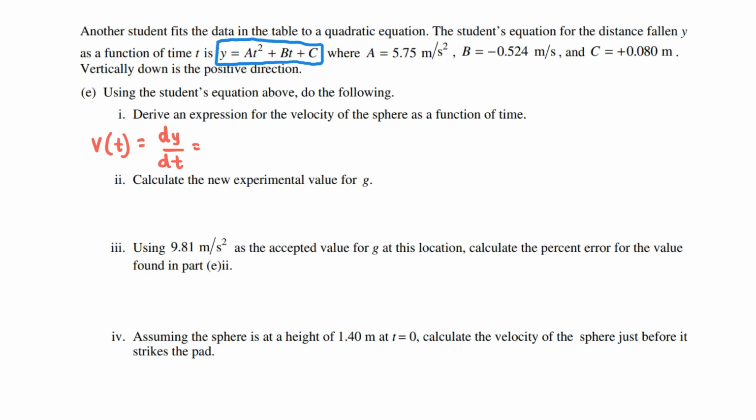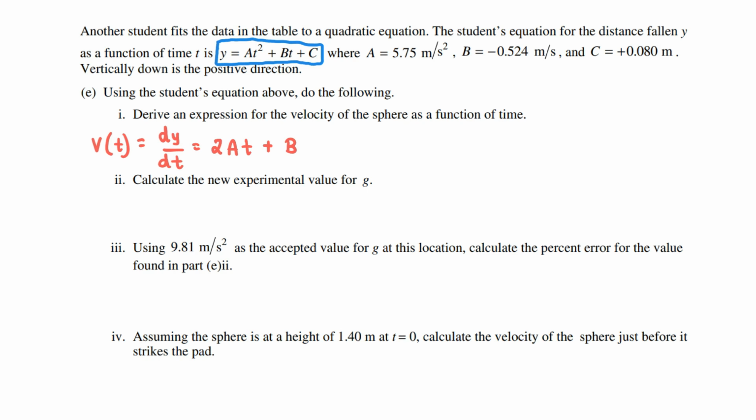Well, each term could be handled separately, right? The first term, using the exponent rule, would be 2at, right? The exponent of 2 would come down in front of the coefficient a, and the exponent would go from 2 to 1, so 2at plus b, and then the c would drop out, because there's no t dependence in that last term. So in order to calculate the velocity at any given point, you could plug in a and plug in b into this equation in order to calculate that velocity.